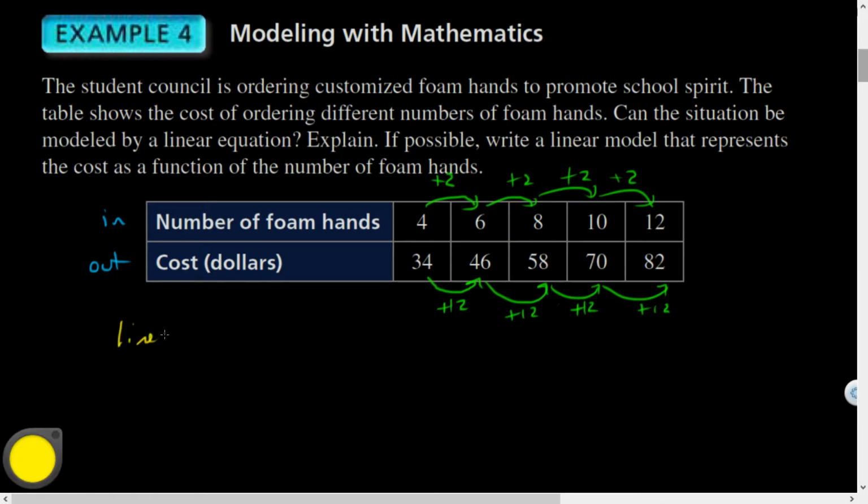Yes, it is linear because it has a constant rate of change. So these are the y's, and the x's are the other ones.